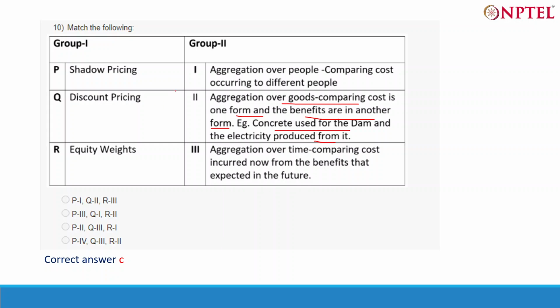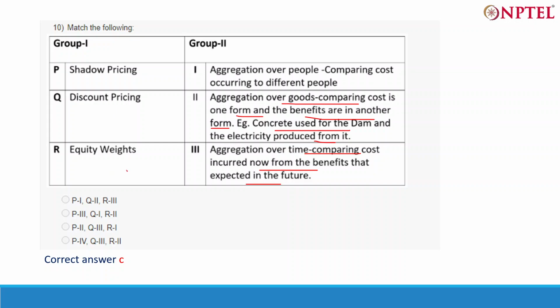Discount pricing is aggregation over time, comparing cost incurred now and the benefits expected in future. Like if we build a power plant, we have to put in the cost now, but after 5 years when the whole power plant is completed, then we will have the electricity, we will sell that electricity and then we'll recover the cost. So that is discount pricing.